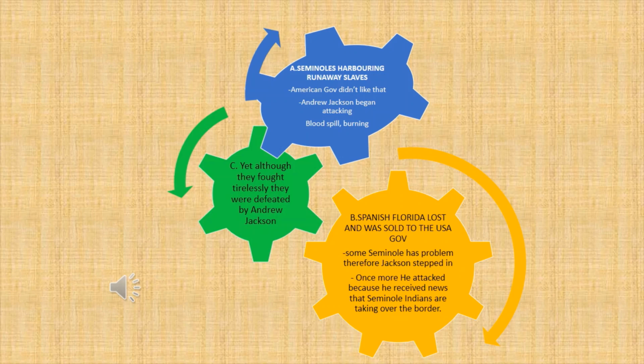And then he made them lose the battle. It was a war. So the Spanish Florida, meaning the Seminoles, actually lost and were sold to the USA government. The war is done, and the Seminoles lose. They lose their villages, they lose their people. Many people have died. What happened after that is that some of the Seminoles had some problem and Jackson had to step in again.